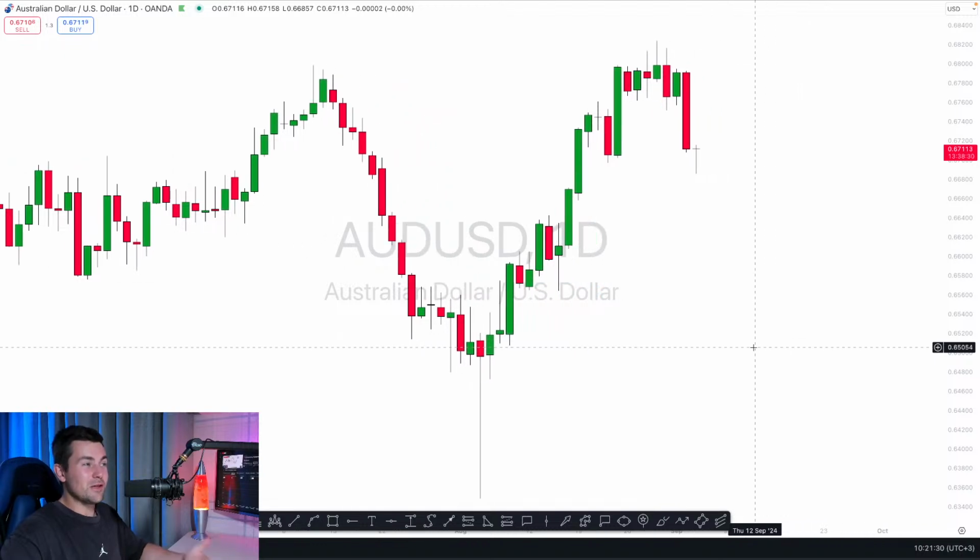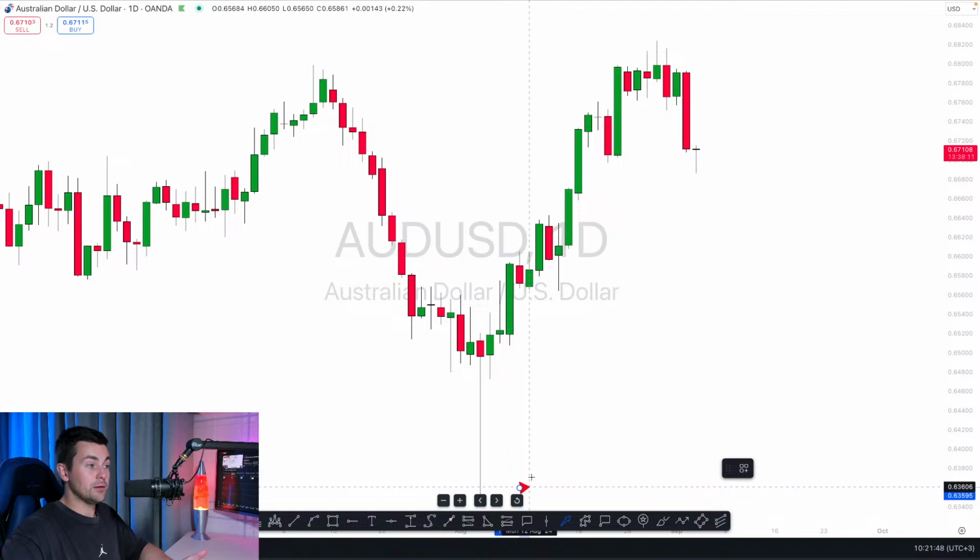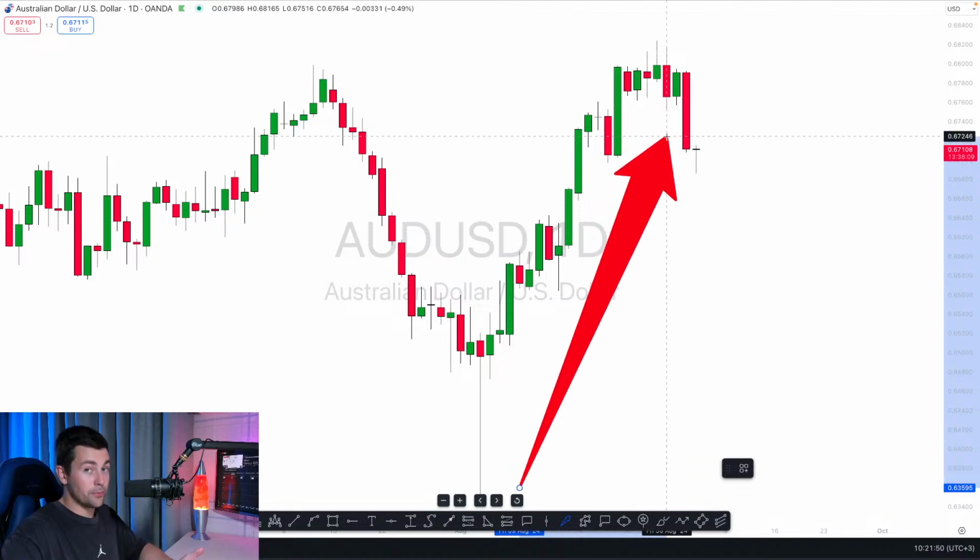So first thing that we will do, analyzing Aussie dollar pair on a daily, we will analyze the market trend. Our first task will be to grasp what is currently going on with the market and where the market is going. And I guess, obviously, the trend here is very bullish now.